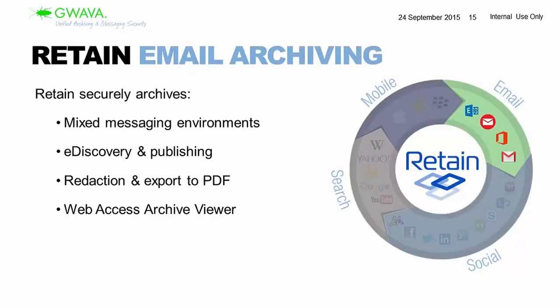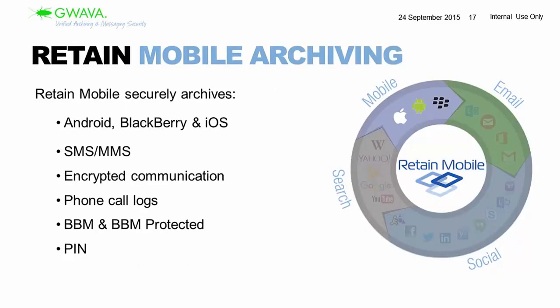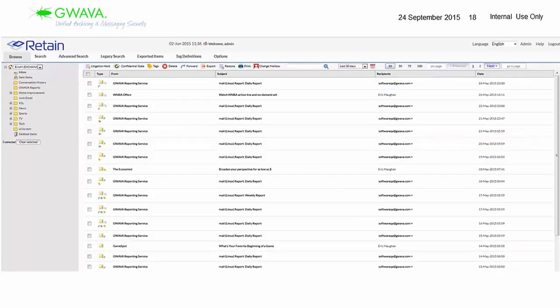So let's move on. I've talked about the email archiving piece and the social piece and the mobile piece. Here is an example of the archive viewer. This is the web archive viewer. As you can see, the folder structure is replicated over, so it looks like an email client. So when your users go to that, it will look familiar to them.